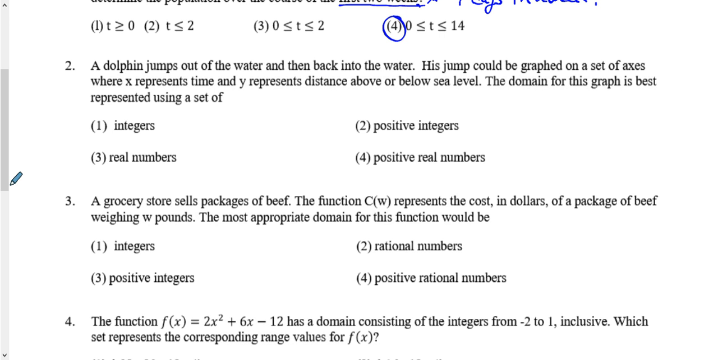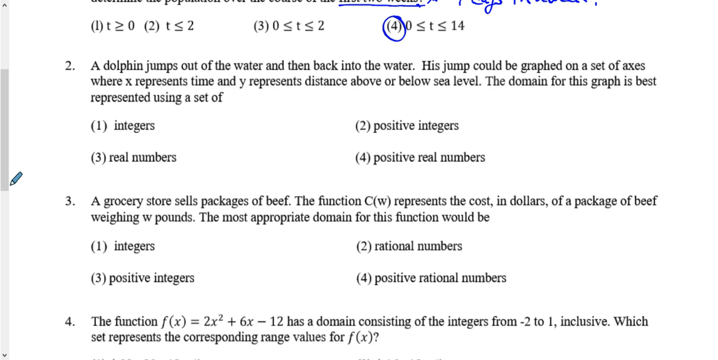Hold on. So distance above or below sea level. Just picture a dolphin jumping out of the water, the surface of the water being sea level. Out and back. So he's above sea level, and he dives back in, he's below sea level, right? He would be positive when he's out and then negative. Yep, positive when he's out, negative when he's below. Yes, that makes sense. So what would be an appropriate domain?